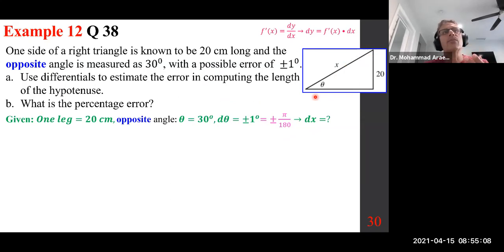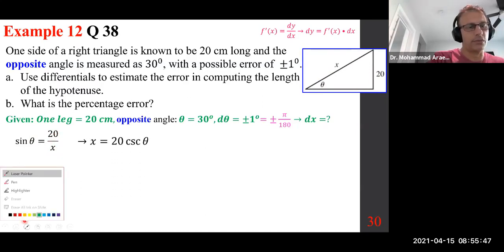So we want to find a relationship between what is given and what is missing, between theta and x. I hope you see that sine theta is the opposite over the hypotenuse. We're going to stick with that. Sine theta is 20 over x. Therefore, x is 20 over sine theta. Class, we want to solve for x because we want to get to dx. X is 20 over sine theta, and that means 20 cosecant theta.